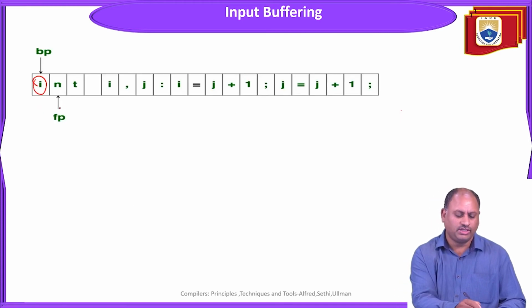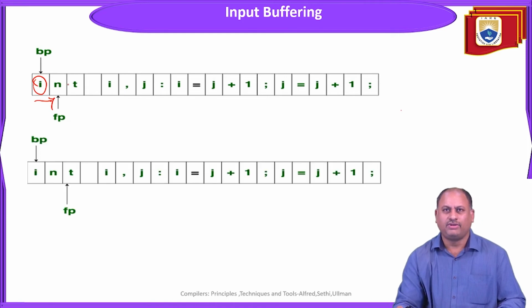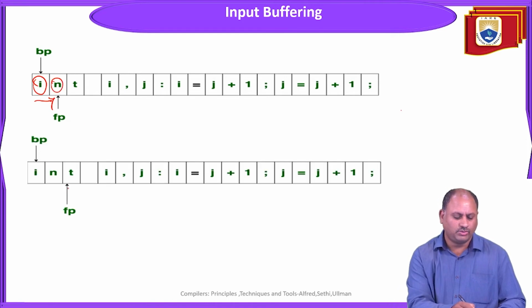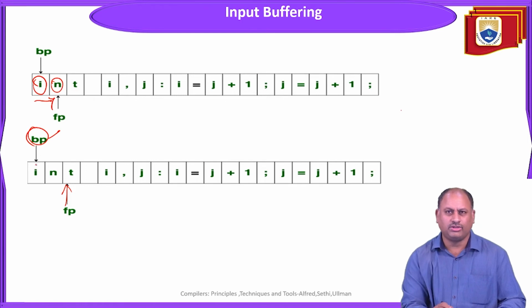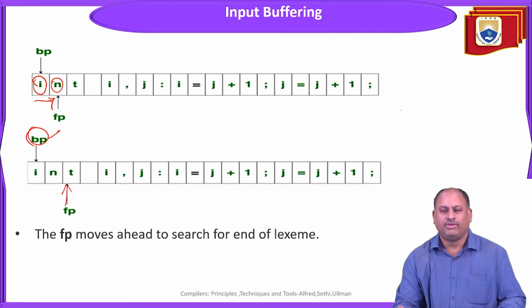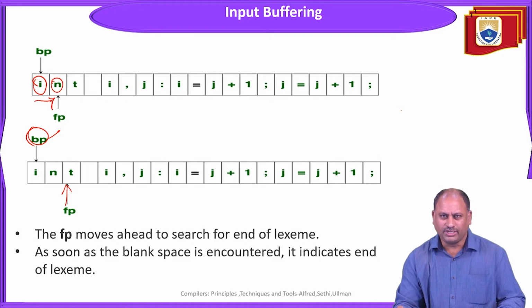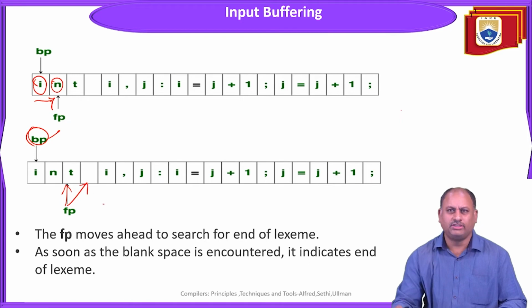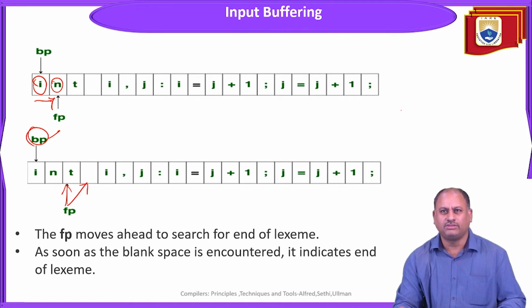After reading i, it moves the forward pointer one character ahead, so then n is found. After reading n, it moves the corresponding pointer to t, whereas the beginning pointer stays at the same place. The lexeme begin pointer is kept at the same place until it identifies the corresponding lexeme. So every time, after reading i it moves to n, after reading n it moves to t, after reading t the pointer moves to the next character. Here the next character is a space.